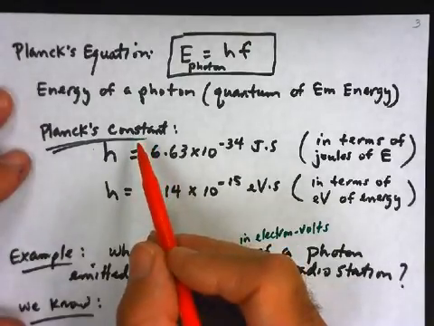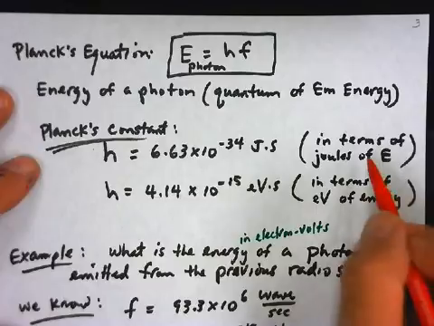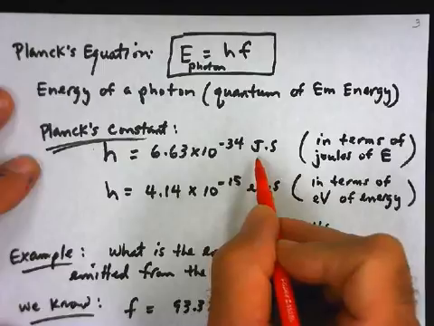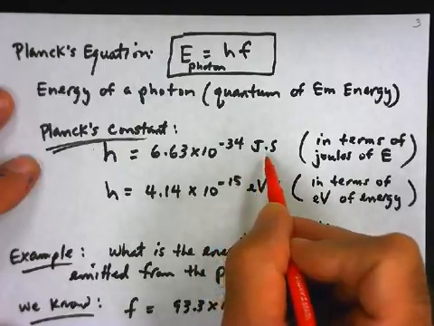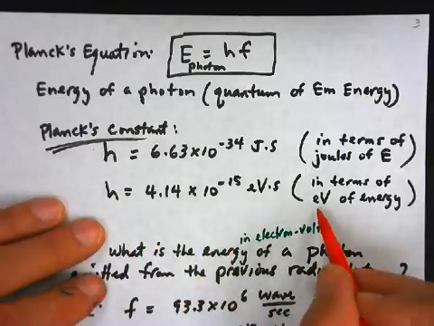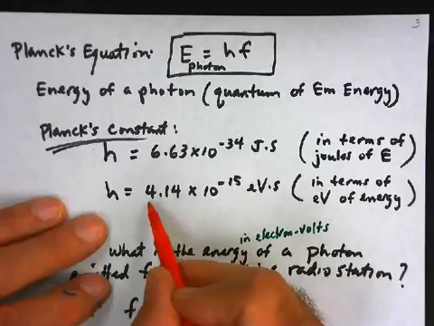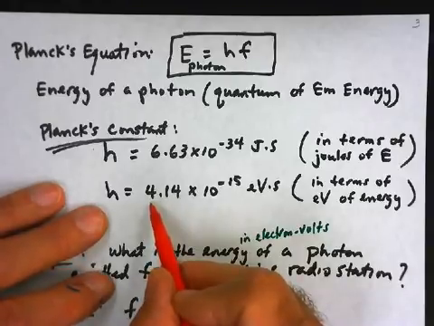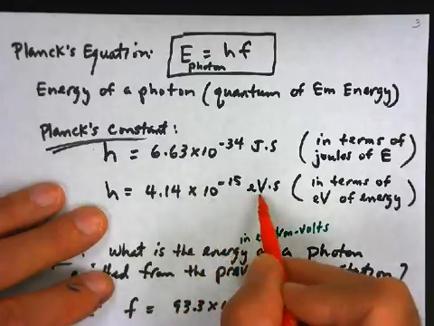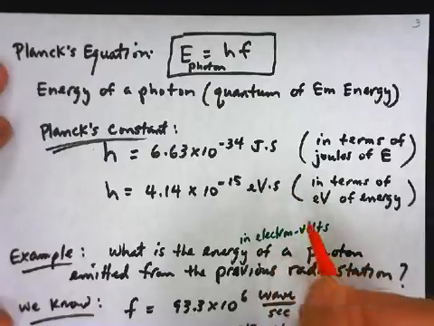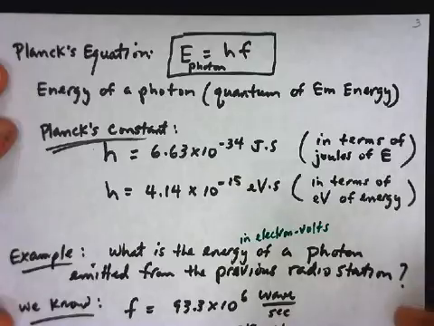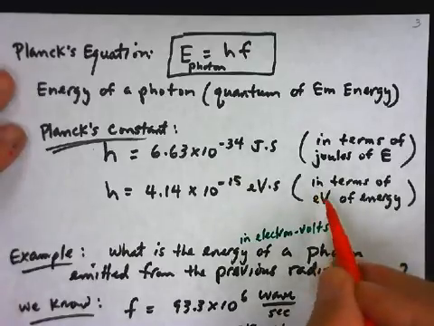It doesn't change. If you want to deal with joules of energy, then we have to use this top version of Planck's constant, 6.63 times 10 to the negative 34th joule seconds. On the other hand, if we're going to deal in energy units called the electron volt, then we would have to use Planck's constant in that form, which is 4.14 times 10 to the negative 15th electron volt seconds. In our class, we have already been using electron volts as a unit of energy when we were dealing with nuclear, so this shouldn't be any big surprise.